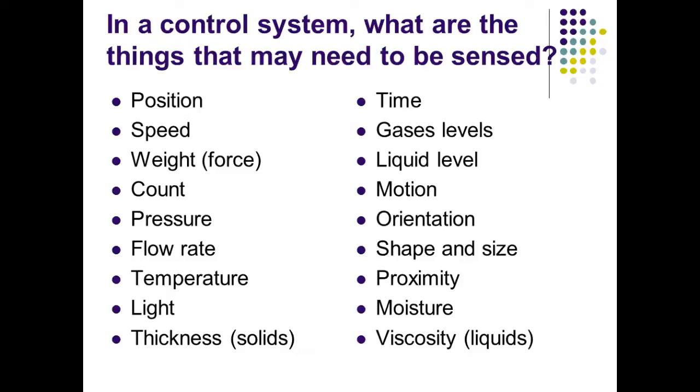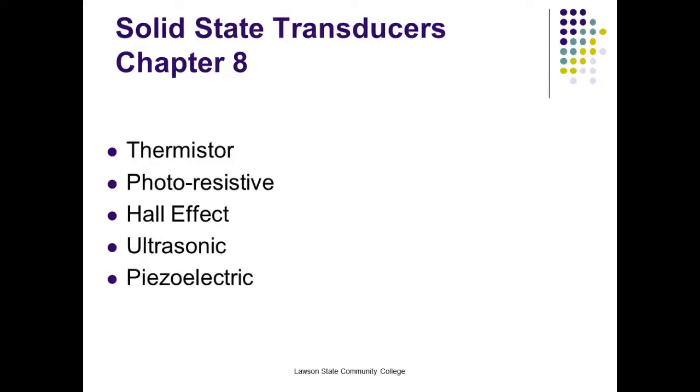Now, this is just a basic list. Anything that I as a human can sense, odds are we can make a sensor or a transducer to sense that for us. Now, this is what's covered in Chapter 8. Chapter 15 covers photonics, but Chapter 8 covers thermistors, photoresistors, Hall effect sensors, ultrasonic sensors, and piezoelectric or piezoresistive sensors. I think the book refers to them as piezoelectronic sensors.